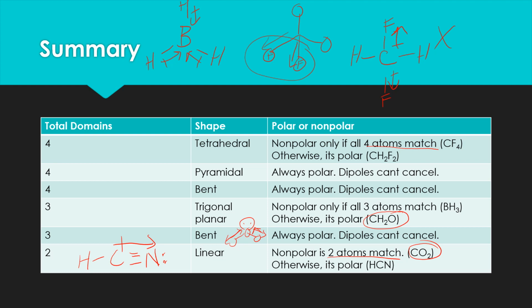So our tetrahedral, our trigonal planar, our linear, each of those, they're going to be nonpolar if everything matches around it. Otherwise, they're going to be polar, okay, if they don't match. Pyramidal and bent, always polar. So we do have some patterns to this to help us out.